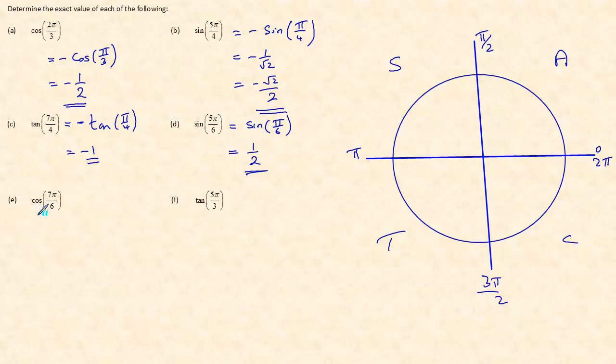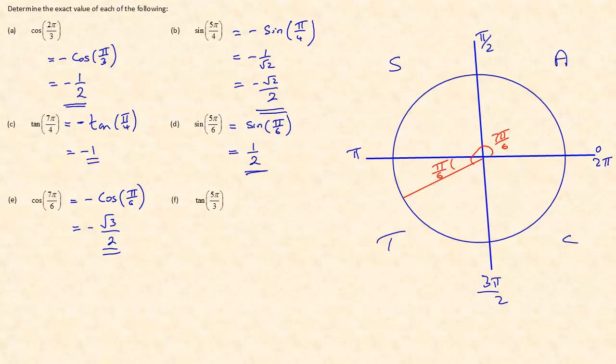So now we have cos of 7 pi by 6. Well, 6 pi by 6 is obviously pi, so 7 pi by 6 is another pi by 6 beyond. So this angle here is 7 pi by 6, and as discussed, the acute angle here is pi by 6. We're in the T quadrant, so that's going to be minus the cosine of pi by 6, and the cosine of pi by 6 is root 3 over 2.